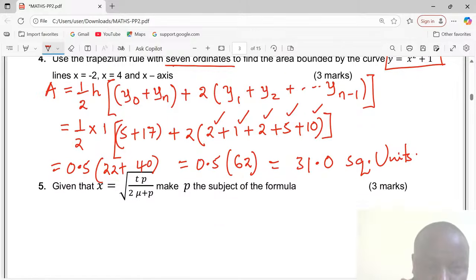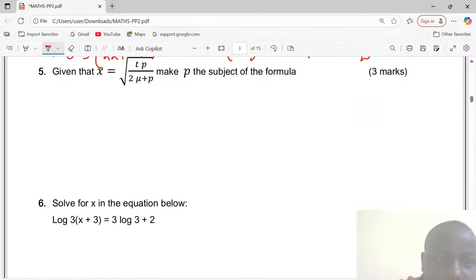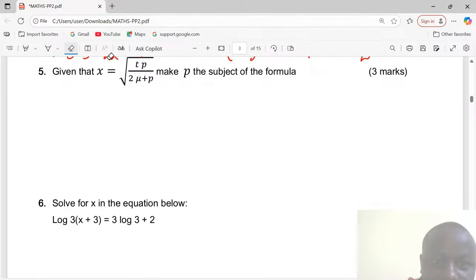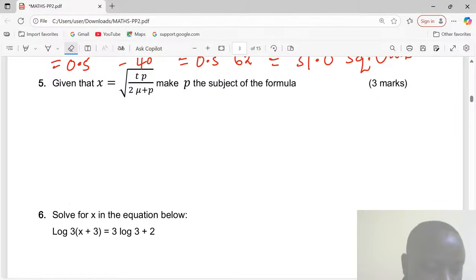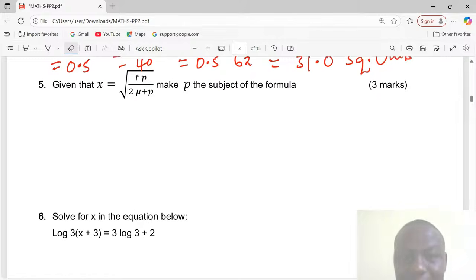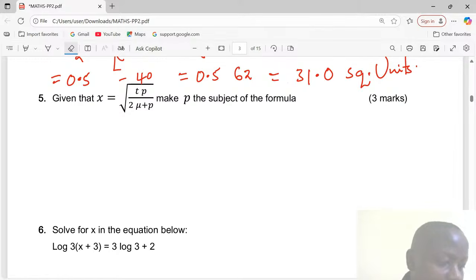Okay, we proceed to number 5. Tumutumu girls, wow, thank you. Let's follow up keenly now. Let's now check on our focus. Given that x equals the square root of TP divided by 2 mu plus P, make P the subject of the formula.